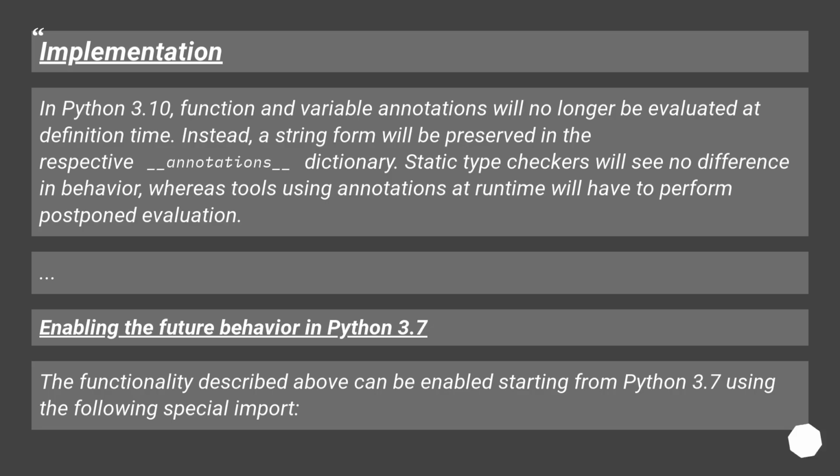And PEP 563: Implementation. In Python 3.10, function and variable annotations will no longer be evaluated at definition time. Instead, a string form will be preserved in the respective __annotations__ dictionary. Static type checkers will see no difference in behavior, whereas tools using annotations at runtime will have to perform postponed evaluation. The future behavior can be enabled in Python 3.7 using the following special import.